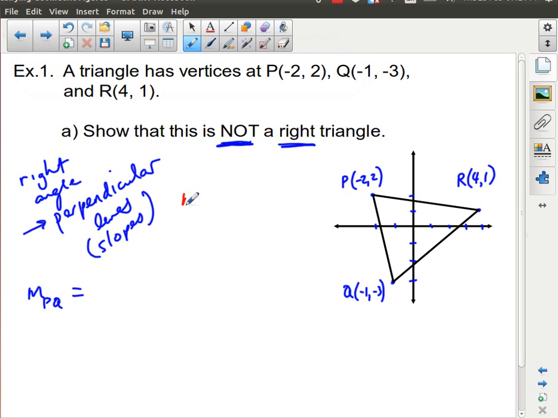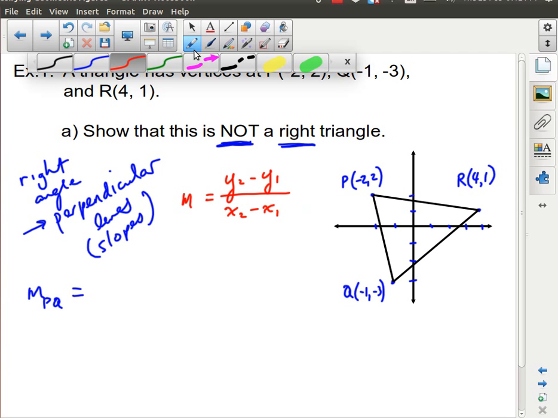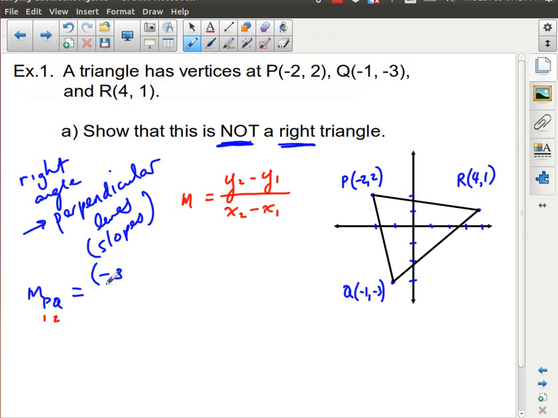And just to remind you, I'll put this up here. I'm sure most of you would be familiar with this, but the general equation, y2 minus y1 over x2 minus x1, that's the general equation for a slope. So for PQ, I'm using P as the first point, Q as the second point. So y2 is the y value from Q, which is -3, minus y1, which is the y value from P, which is +2. I'm putting brackets in here just to be super careful.